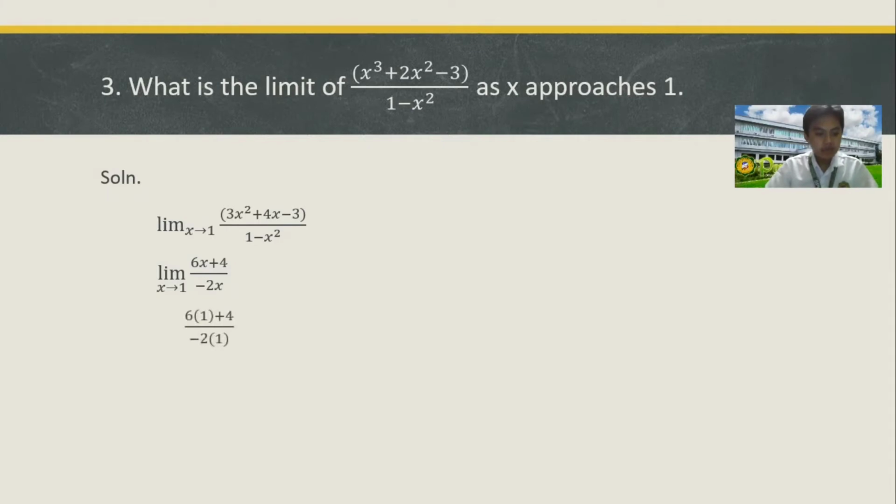Next is to substitute 1 into x. So we have 6 quantity of 1 plus 4 over negative 2 quantity of 1. And then simplify. So we have 10 over negative 2. And then we will divide it. So our limit of x cubed plus 2x squared minus 3 over 1 minus x squared as x approaches 1 is equal to negative 5.